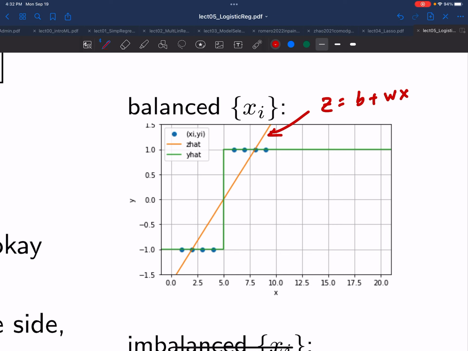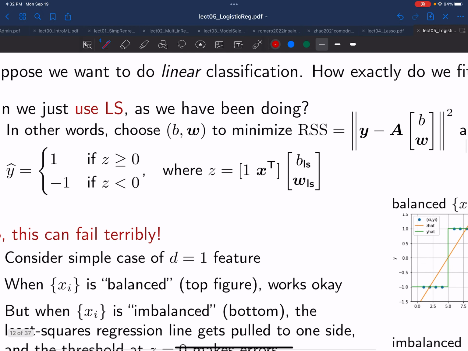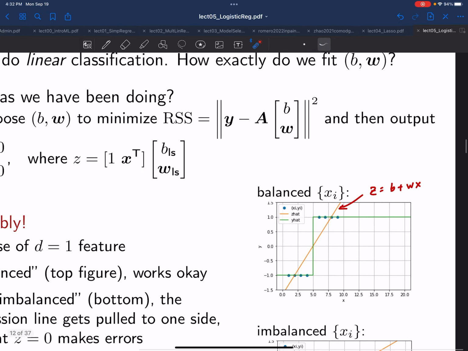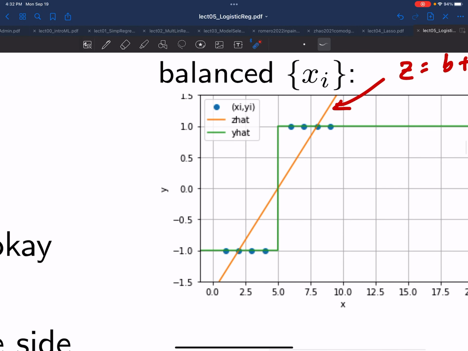And then once we have that z, for the second step in the process, we just quantize it. So whenever z is positive, we output 1. Whenever z is negative, we output -1. So that's what the green line shows. Here's 0. So whenever the z curve is above 0, we output 1. Whenever it's below 0, we output -1. And you can see that in this case, at least on the training data, it looks like we are making perfect predictions. And if you imagine test data, maybe there's a test data point over here, everything would be classified perfectly, right? It's doing just what we would expect. So it seems like everything's fine.